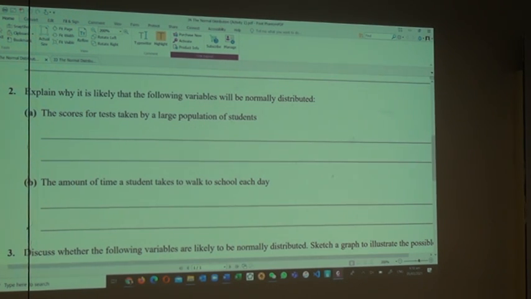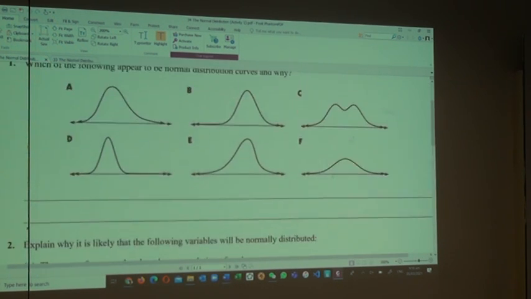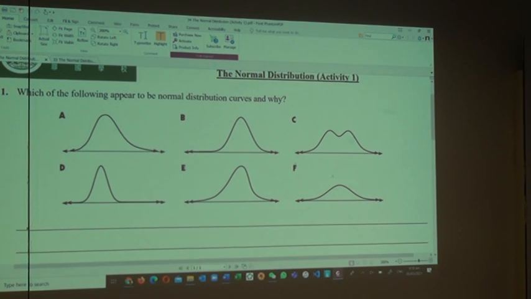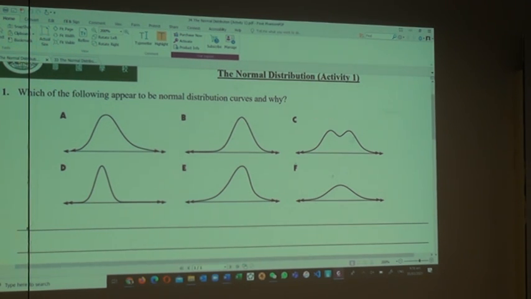Okay, so I think the first one looks okay. Every table did the right thing. It is B, D, and F, simply because they are symmetrical and they are bell-shaped. The rest are not. A, for example, looks what? It looks positively skewed. Yeah. E is the opposite of that. C looks confused.